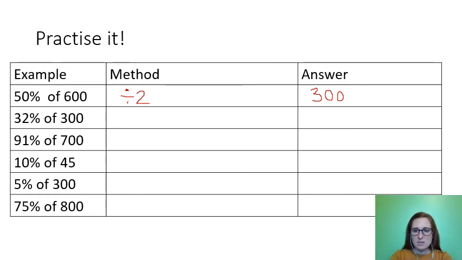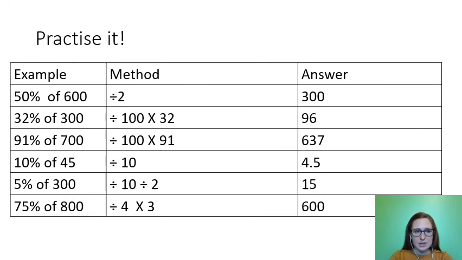Excellent job. Let's look at some of my suggestions. So here's some of my suggestions. For 50%, I'd use one of my cheats and simply halve it. For 32%, I'd probably go for thinking about it as dividing by 100 and multiplying by 32. You might have done it differently, and that is fine as long as you've got the same answer as me.